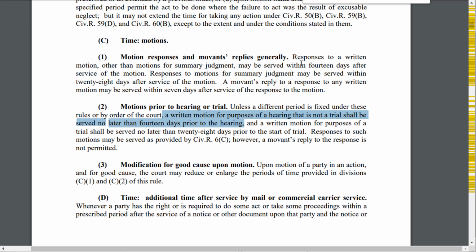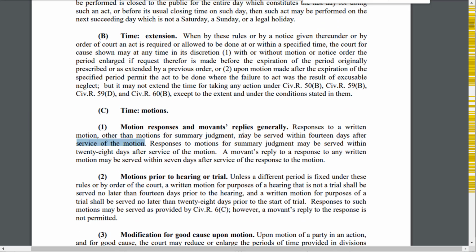Now for us, the question is really about us. When do we have to respond to it? We have to respond also within 14 days after service of the motion. Okay, so the moving party has 14 days before the hearing to serve it, or they have to serve it 14 days before, and then we have 14 days after that point to file our response or serve our response.